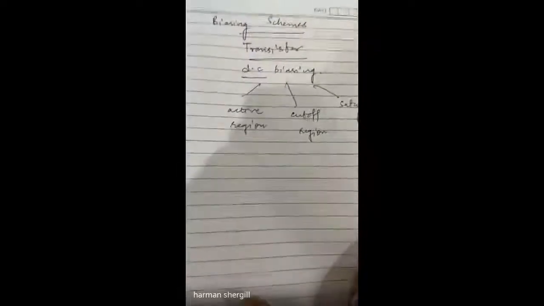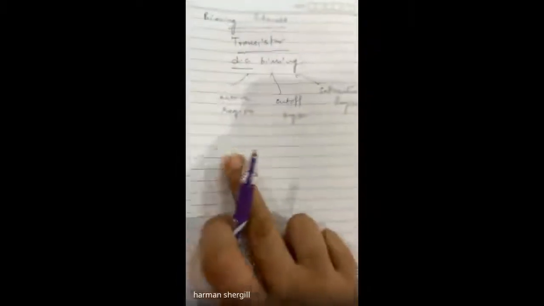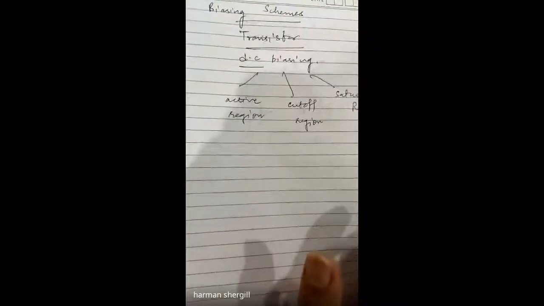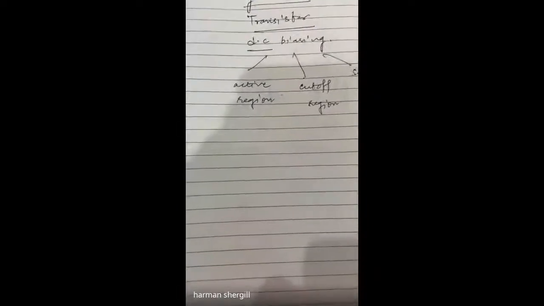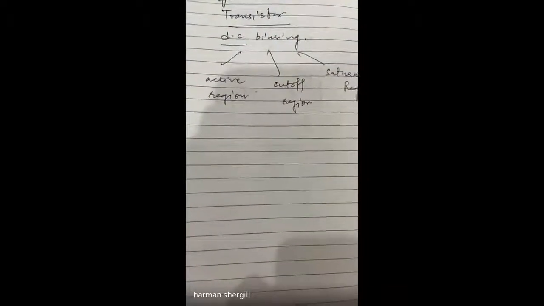Now, can you tell me, if a transistor is biased in an active region, how does it work? Does it work as an amplifier, or as an open switch, or as a closed switch in active region?